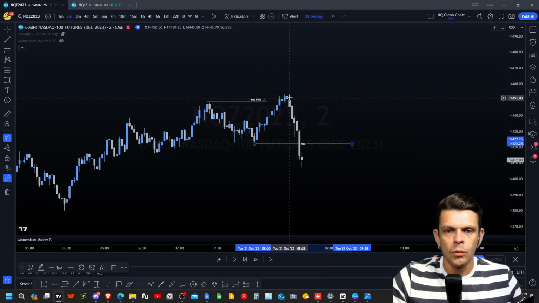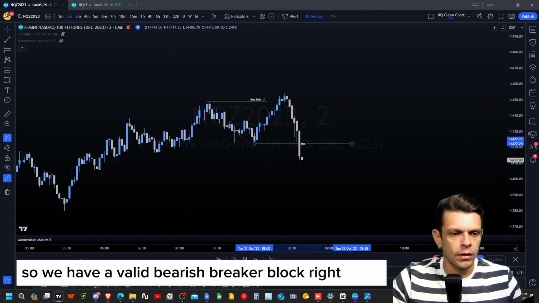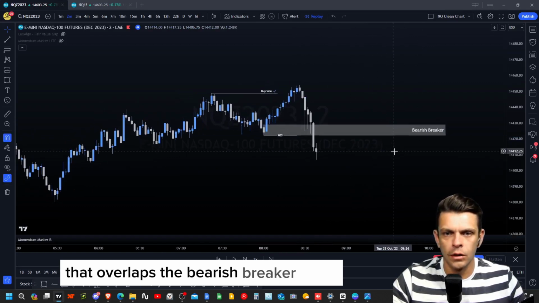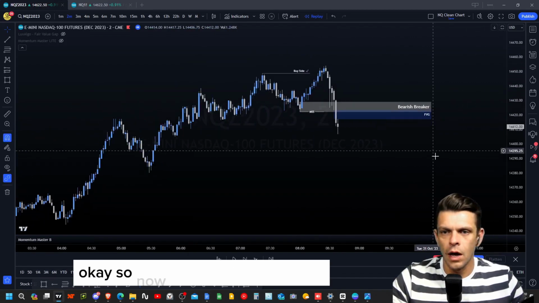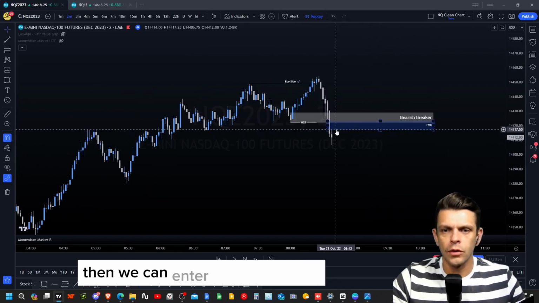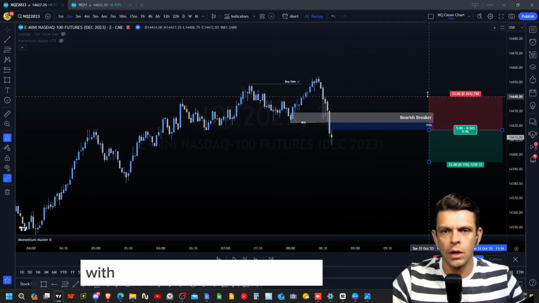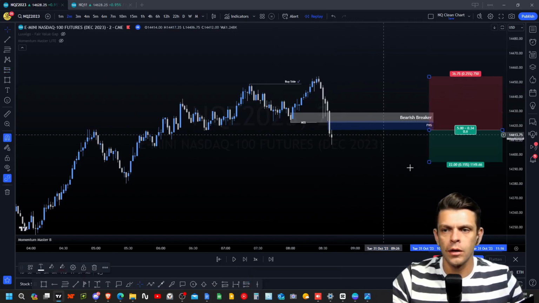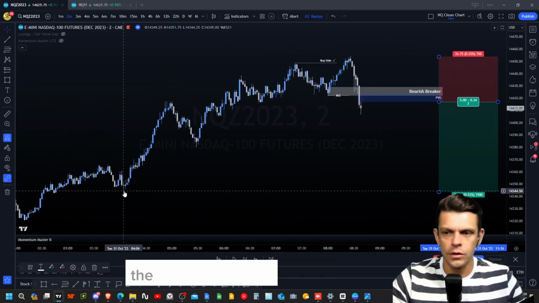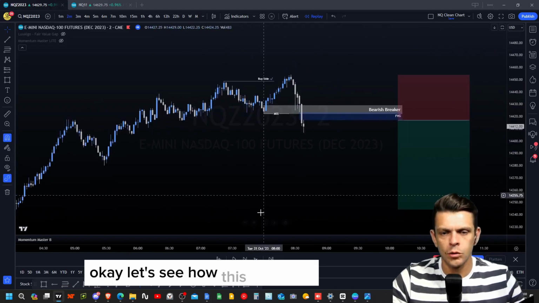Okay, so right there, we have a move to the downside. So we have a valid bearish breaker block right there. Okay, and let's see if we have a fair value gap that overlaps this bearish breaker block. We have one right there. So now if price action retraces back into this fair value gap, then we can enter a short position and target a 2-to-1 risk to reward ratio with our stop at the very last high. And there's a low right there for the sell side liquidity, so we can align it with that low. Okay, let's see how this plays out.